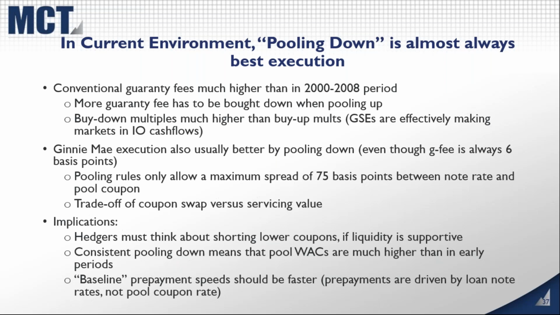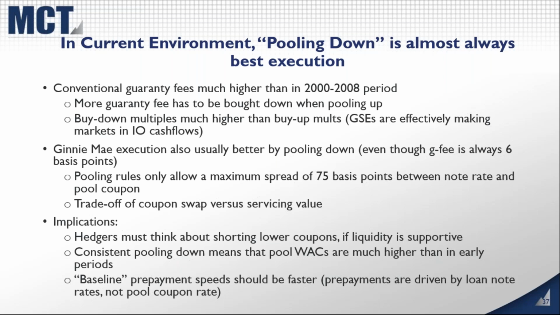The Ginnie execution is also better by pooling down, and that's a function of the servicing being priced much better than the coupon swaps, if you will. For example, the Ginnie 3.5/3 swap is inverted by, I think, about 3/8 of a point. So that factor really impacts the pricing of loans. In Ginnies, it's simpler because you don't have buy-up and buy-down multiples, and you only have a 75 basis point maximum spread between the note rate and the coupon. So there are only a few note rates where you have the option of pooling up or pooling down, unlike conventionals. But you still have this case where it's almost always best execution to pool down.